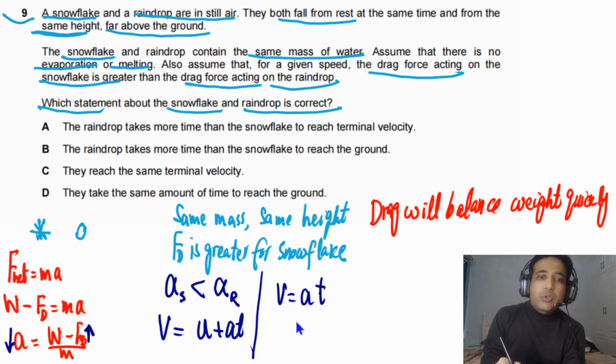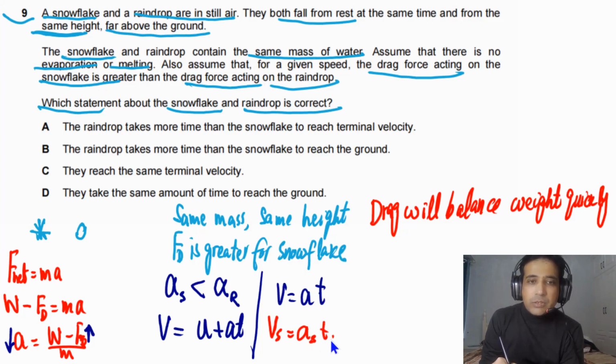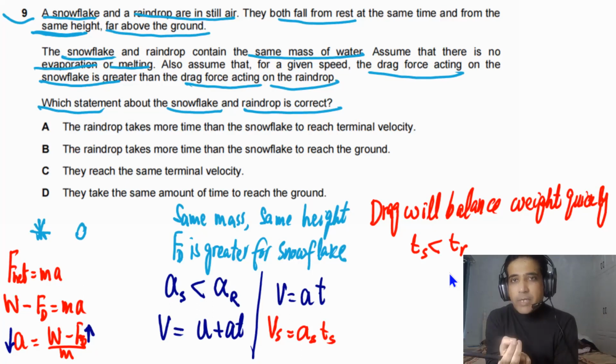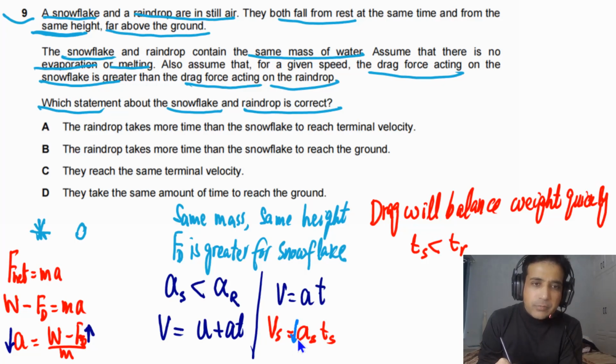So for snowflake, we can write down the terminal velocity Vs is equal to As times Ts. But in this case, we have seen that Ts is also shorter than Tr. Raindrop will take longer time to reach terminal velocity because drag force is small, so it will take longer time for the drag to reach the same magnitude as the weight. So Tr will be greater than Ts. So from here we can conclude that as this one will be smaller, this one will be shorter, so it means Vs for the snowflake will be smaller, lower terminal velocity for snowflake.